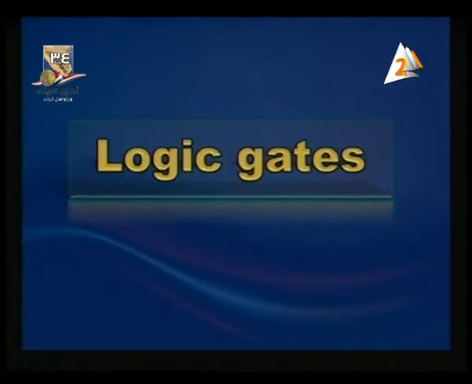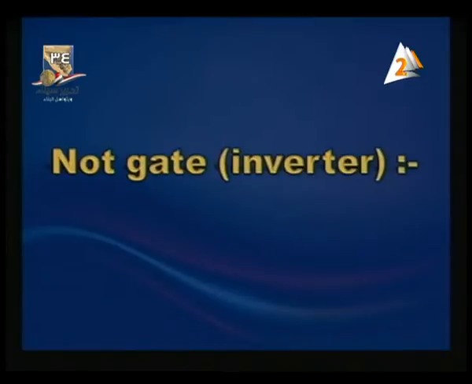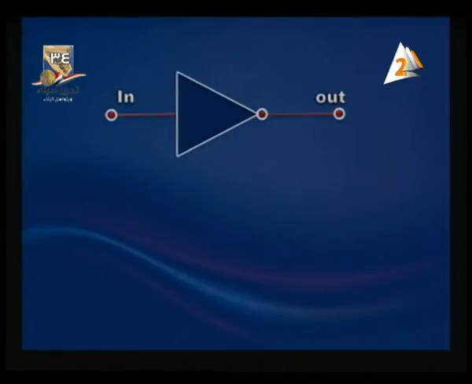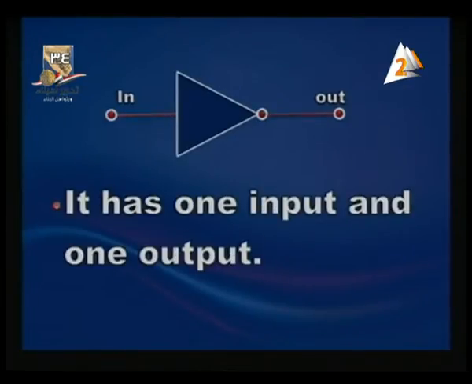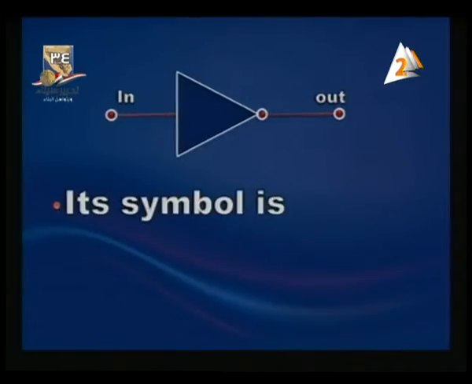And now talking about logic gates. Logic gates are the circuits that perform logic operations. First of all, the first gate is the NOT gate, the inverter. Talking about the NOT gate. Okay, this is the sample of the NOT gate. It is quite clear. It has one input and one output. The symbol is shown in front of you right now.